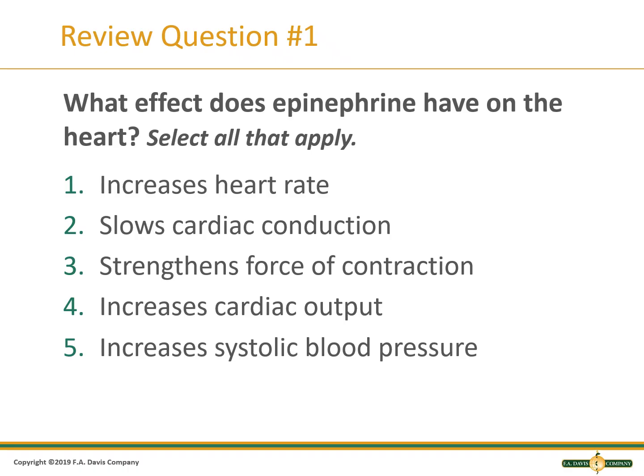And your answers are: epinephrine increases heart rate. It strengthens the force of contraction. That's why we tend to see palpitations secondary to epinephrine release. Increases cardiac output. Well, if I increase the force of contraction and I increase the heart rate, that will increase the cardiac output. Think about the stroke volume times the heart rate equals cardiac output. And it increases systolic blood pressure because it causes vasoconstriction in your peripheral arteries, be it in your skin, and some organs.